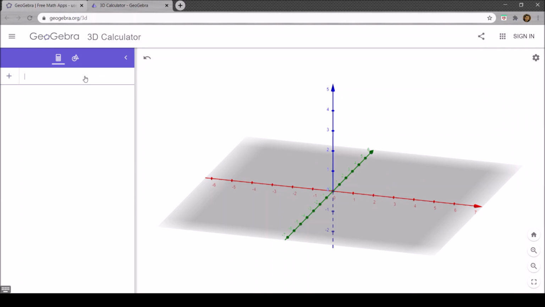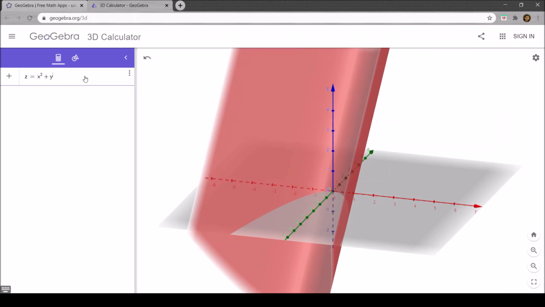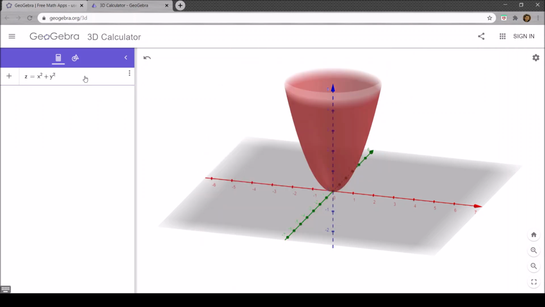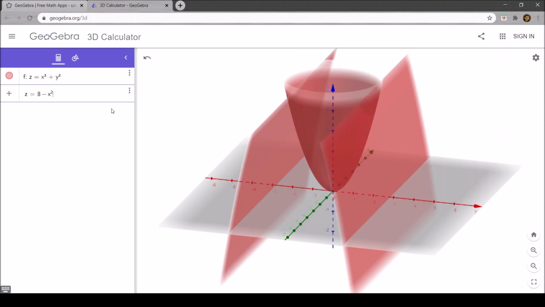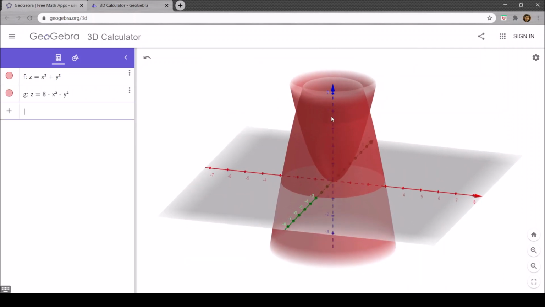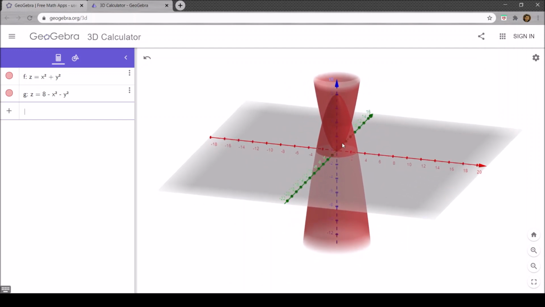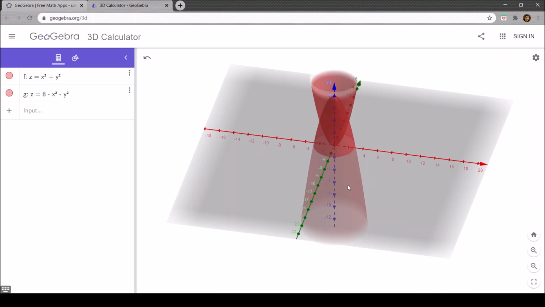Now for the second example, what I want to say is you should be careful while choosing the order, because otherwise things might become quite complicated. Suppose I take this paraboloid, z equal to x squared plus y squared, and another one, z equal to 8 minus x squared minus y squared. I want to find the volume which is bounded by these two paraboloids.